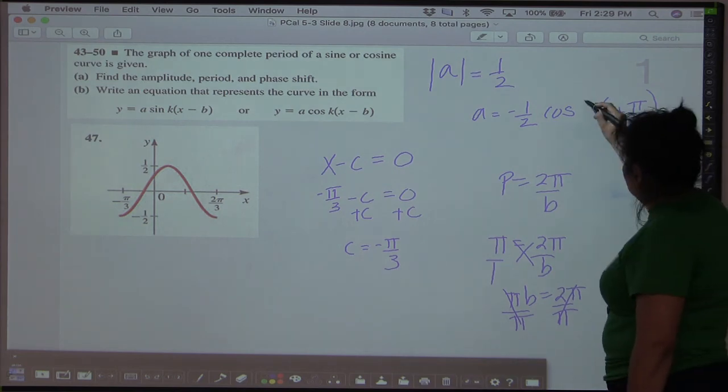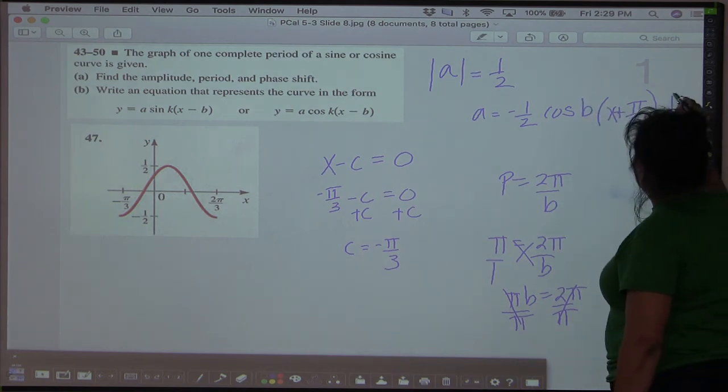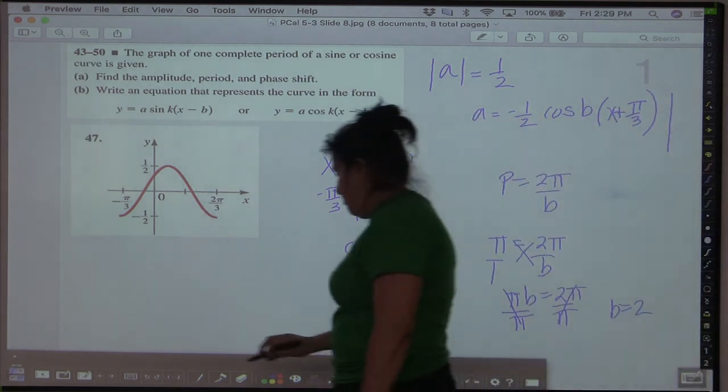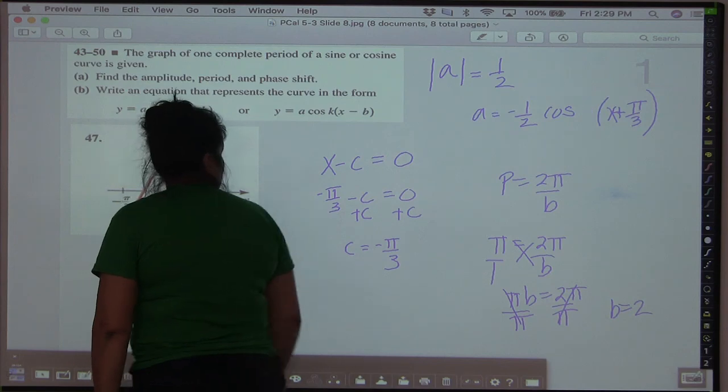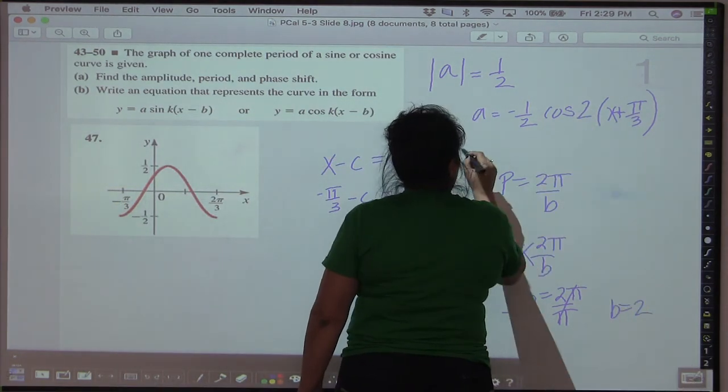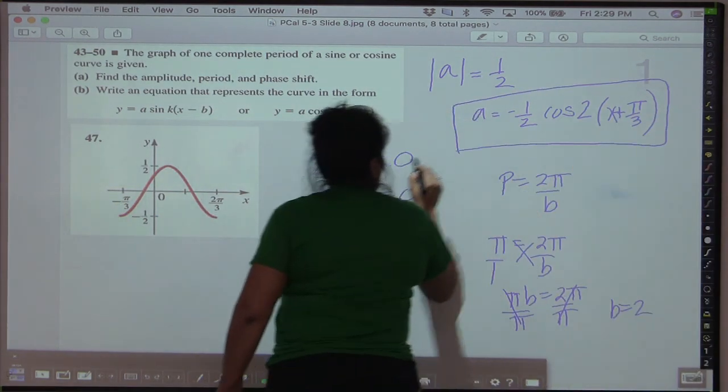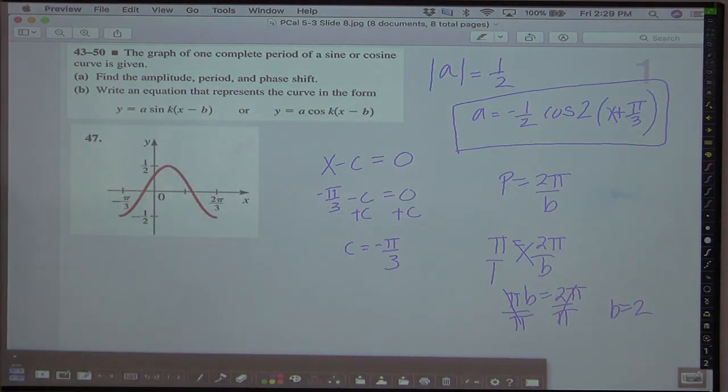So then I can put my b in there. I'm sorry, I didn't mean to put a b in there. I meant to put 2 in there. We'll put a 2, because that's what b equals. And this would be our answer for that: negative 1/2 cosine 2 of x plus pi over 3. And that's how you can work backwards on those examples that you have.